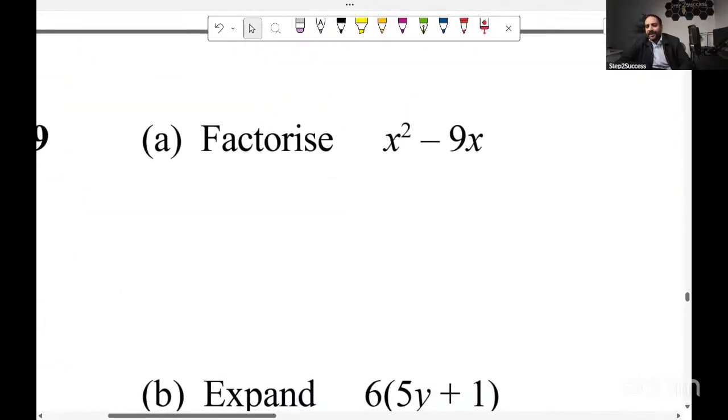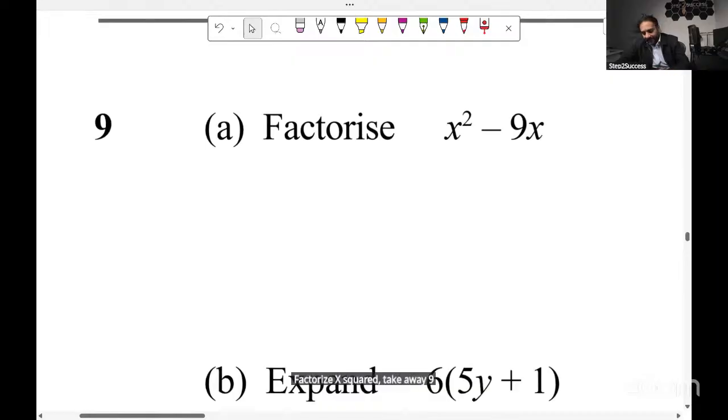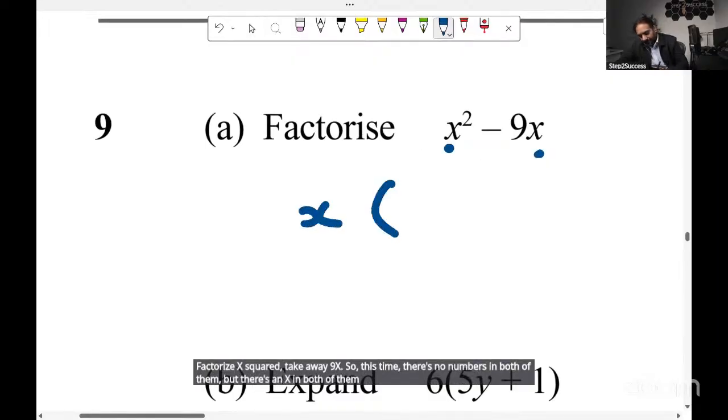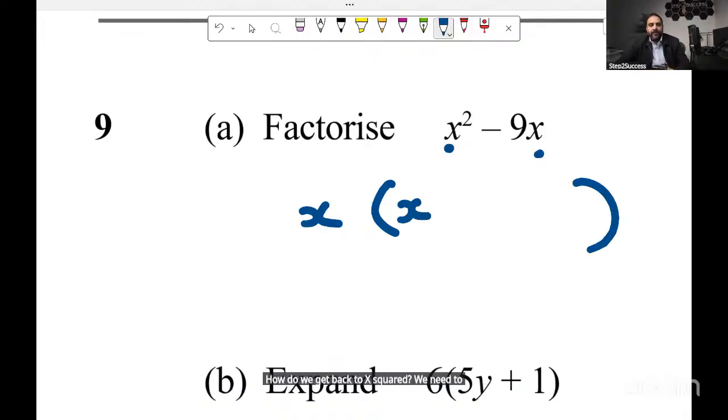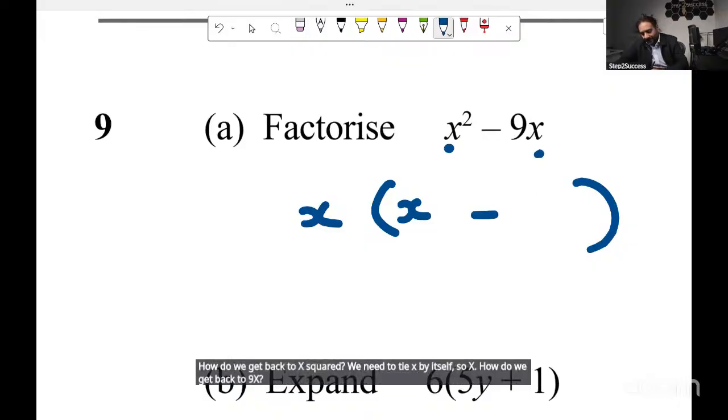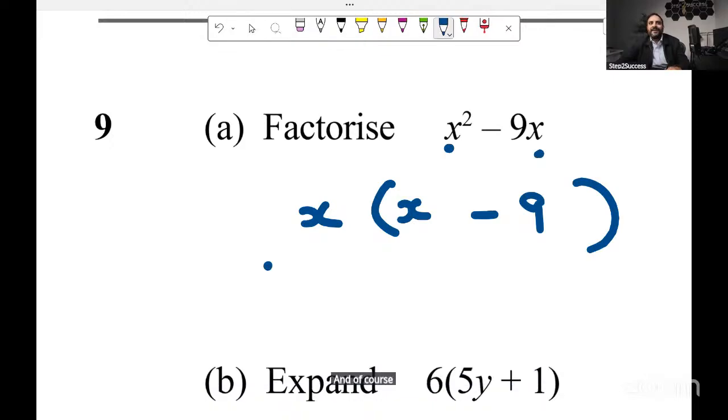Factorize x squared take away 9x. So this time there's no numbers in both of them, but there's an x in both of them. So let's take it out. How do we get back to x squared? We need to times x by itself. So x. How do we get back to 9x? We need to times x by 9. And of course, somebody has written x minus 9. Of course, that is correct.